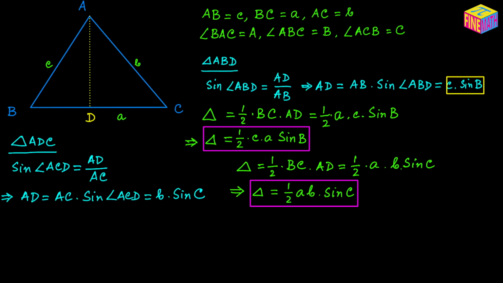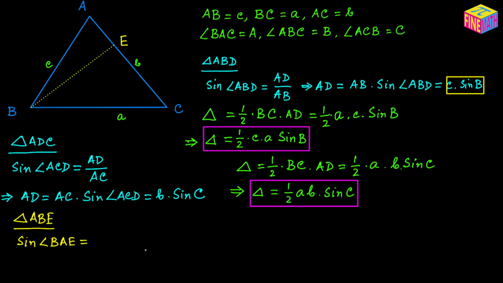Now for the third formula, I am going to drop a perpendicular from the vertex B onto the opposite side AC. So we have BE, which is perpendicular onto AC, and let's assume BE as the height when AC is the base. So now if we look at the triangle ABE, it is a right triangle because BE is perpendicular to AC. So ABE triangle is a right triangle, and if we take the sine ratio of the A angle, then can we write it like this?